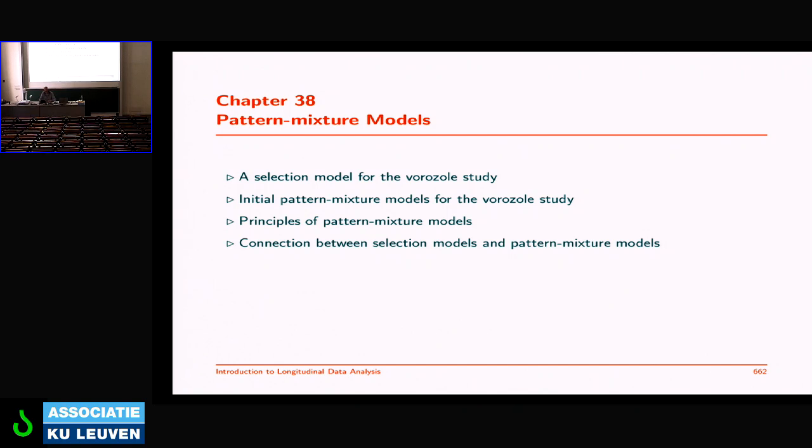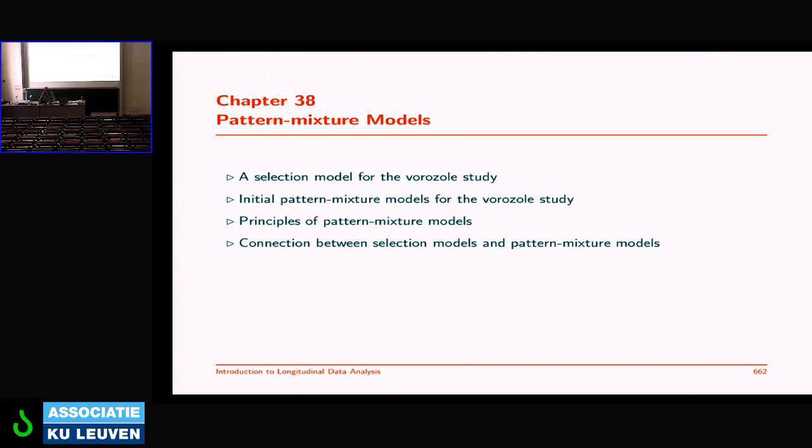What we've seen in the previous chapter 37 is that a pattern mixture model framework also allows you to define an ACMV, which is a missing at random mechanism, but that's not always the case. One doesn't always do that, so we have to be a little careful with that.